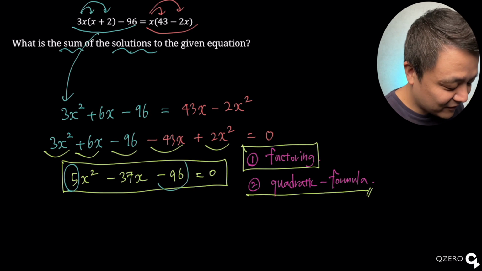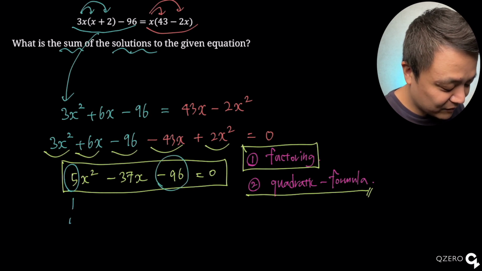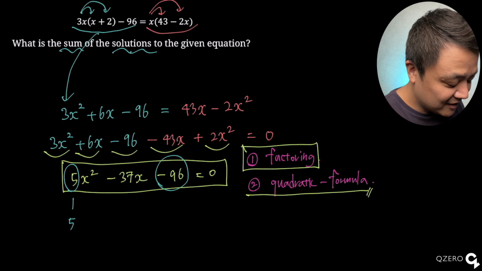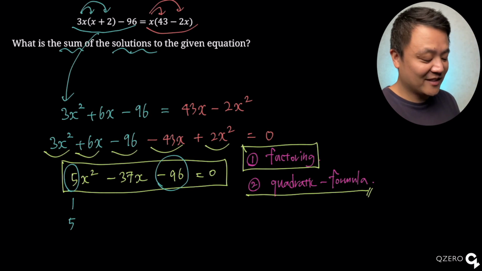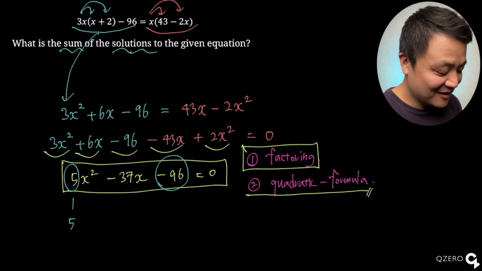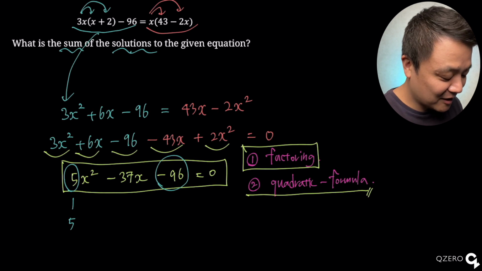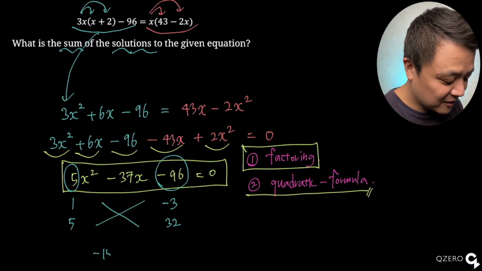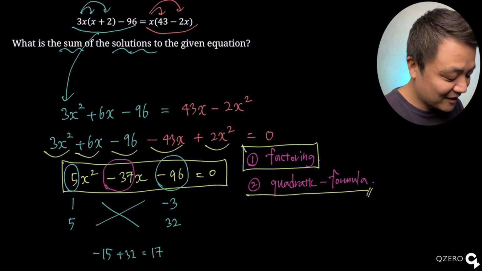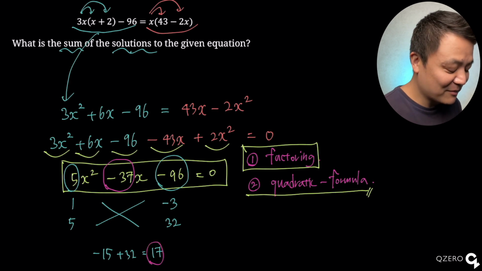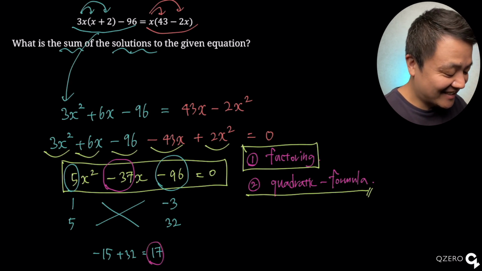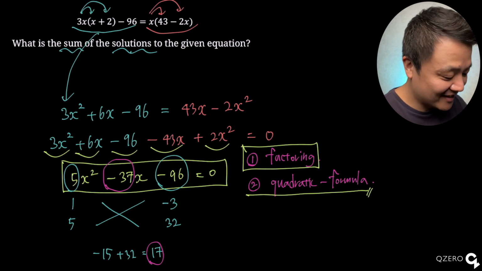Factor 5 and factor 96. 5 can be factored into 1 times 5. And negative 96, wow, it has a lot of combinations, right? So I don't know, let me give it a try. Negative 96 is negative 3 times 32. So cross multiplication, negative 15 and 32, we're getting 17. We're not done because we're supposed to get negative 37, but we're getting positive 17. Oh my God. Let me just give it another try.